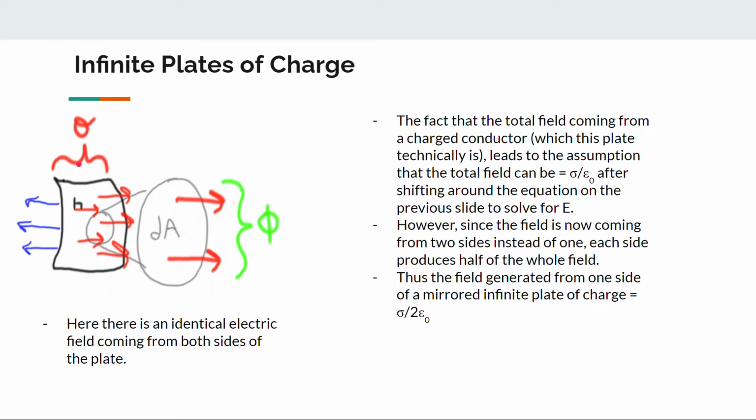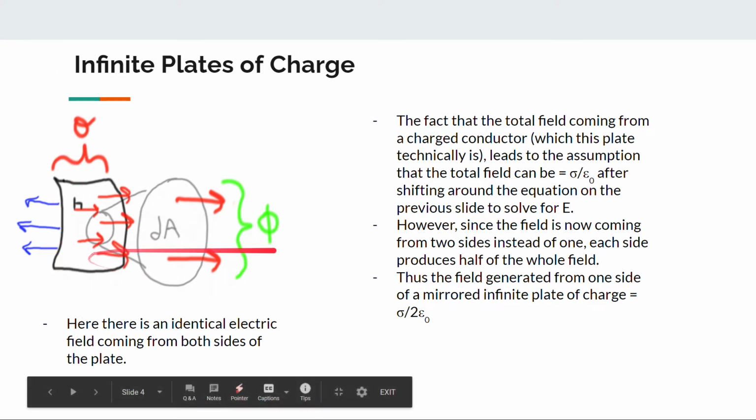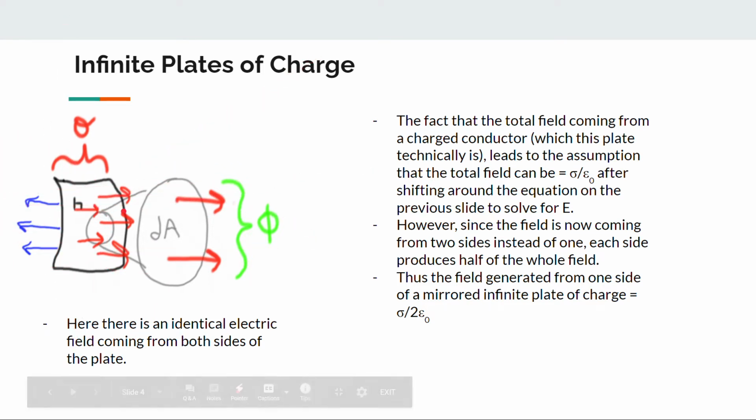Taking that a step further, we reach infinite plates of charge. So you have that plate once again, and it is stretching in all directions in an infinite way.